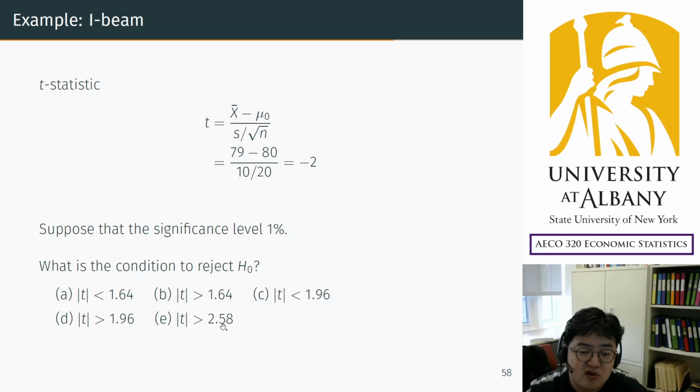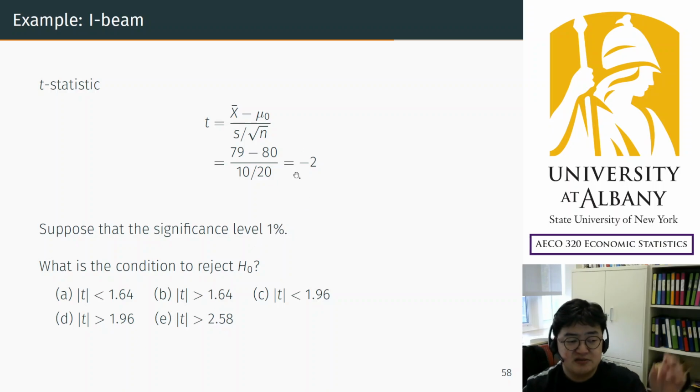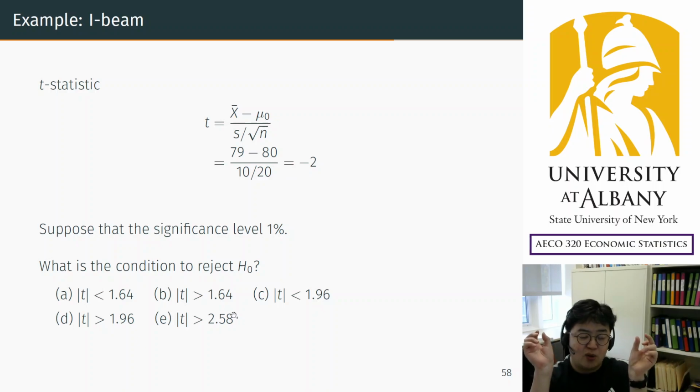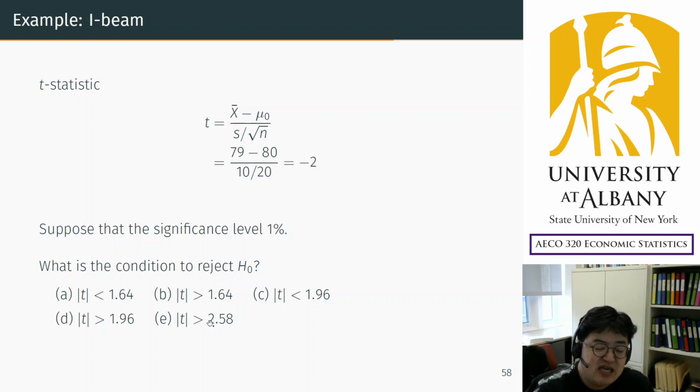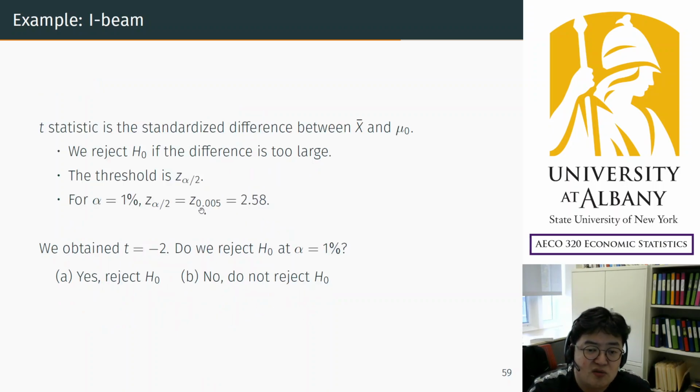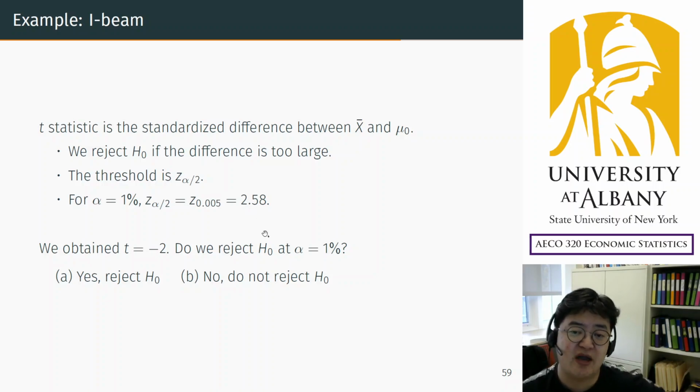And then the number depends on 1%. And 1% is the smallest among the common choices. So the outside probability is only 1%. That means it must be wider. The cutoff must be large. So the answer is E. You may go to a previous slide to see the number. But anyhow, the lowercase z for 0.5% equals 2.58. So this is a common choice number.